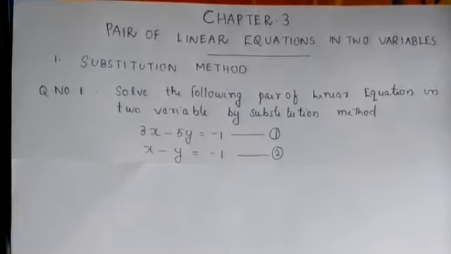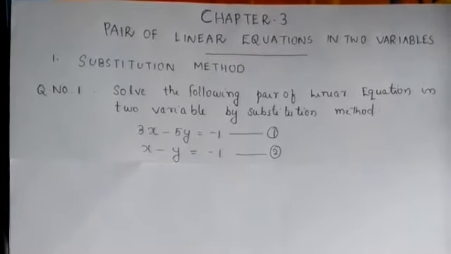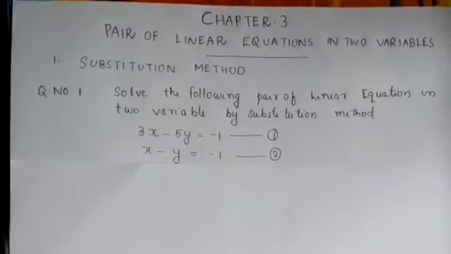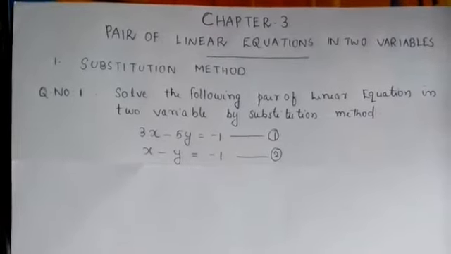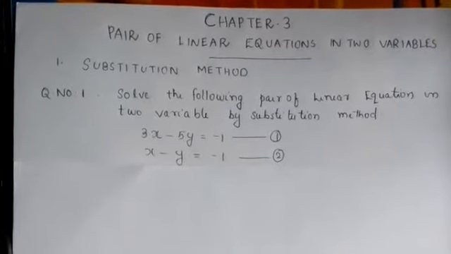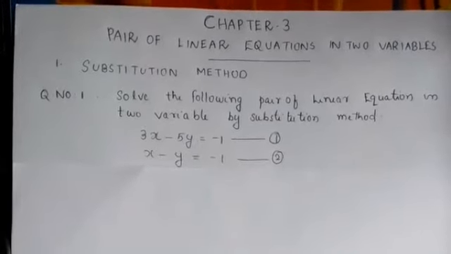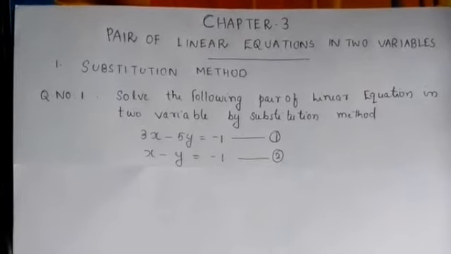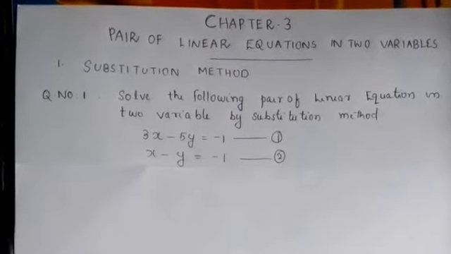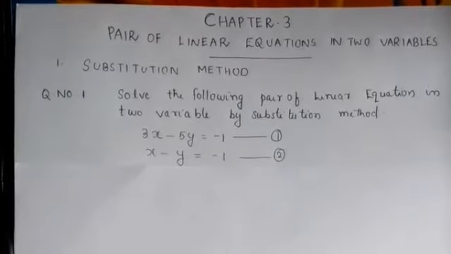Okay, let's start with the first problem. Solve the following pair of linear equations in two variables by substitution method. The equations are 3x minus 5y is equal to minus 1 and x minus y is equal to minus 1. You have to find the values of x and y using the substitution method.